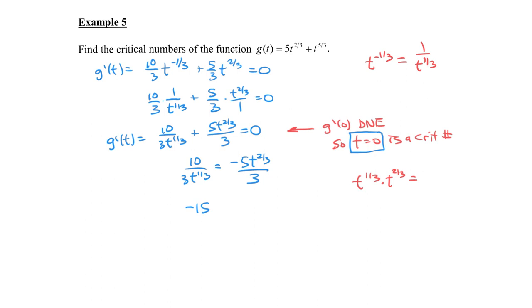Don't we in this case add? We add these powers, we get t to the 3/3, which is just t. So this will give us negative 15t equals 30, right? Because we go this times this to get here equals this times this. This means we could just divide each side by negative 15. And we get t equals negative 2. So this is also a critical number. So we've got two critical numbers, t equals 0 and t equals negative 2.